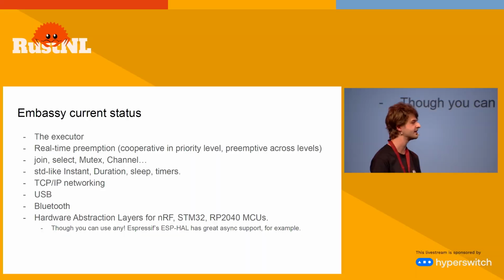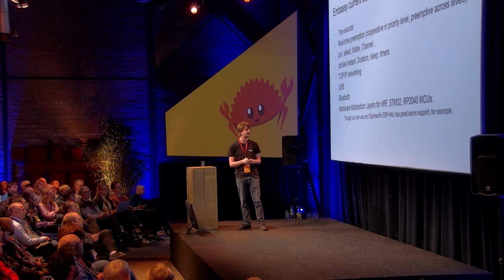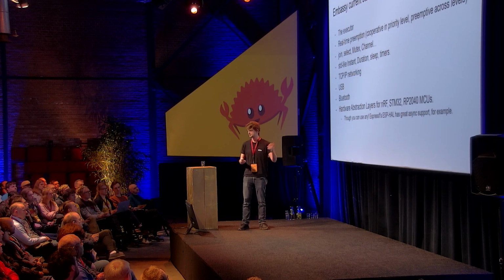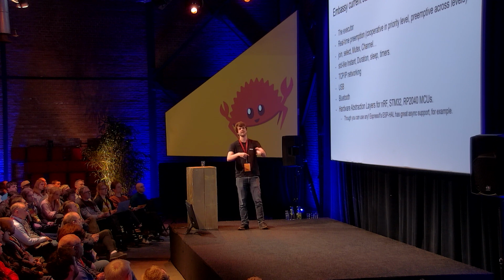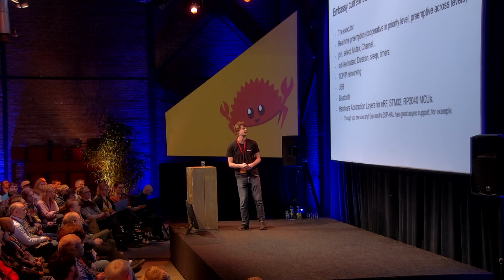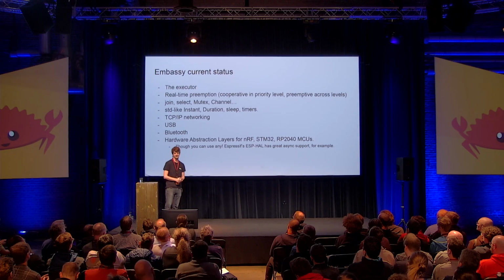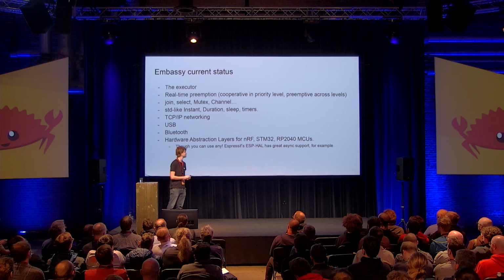like collections of drivers for doing IO, for Nordic nRF, STM32, and Raspberry Pi RP2040 microcontrollers. But as I said before, you can also choose to just use the Embassy executor and then use another hardware abstraction layer, for example Espressif's esp-hal, shout out to them. It has really great async support.